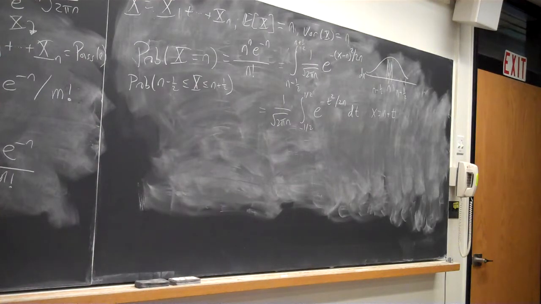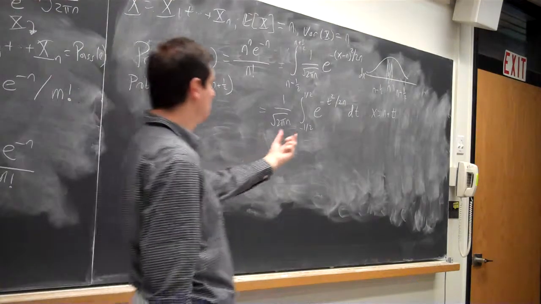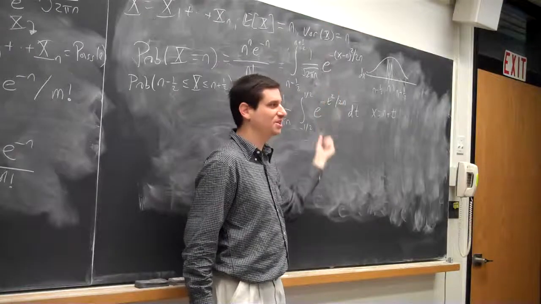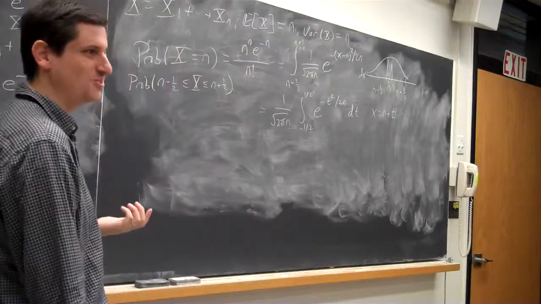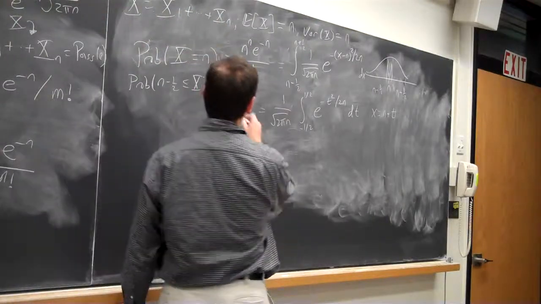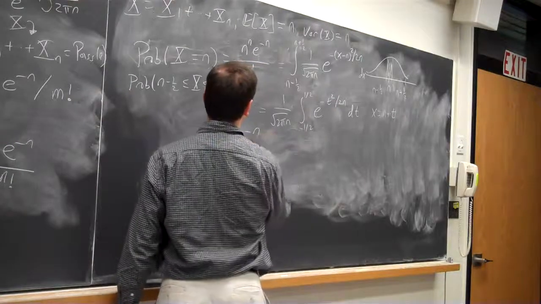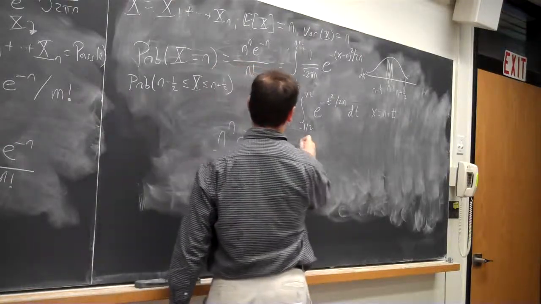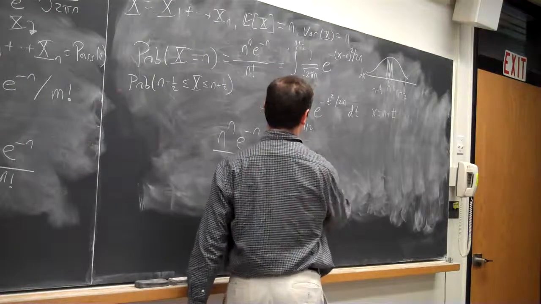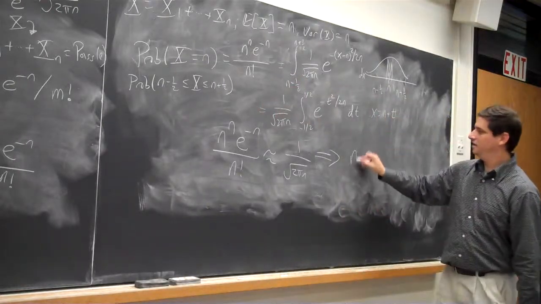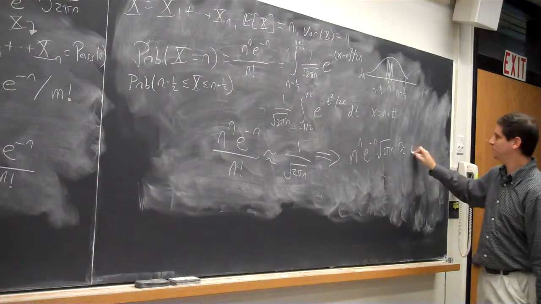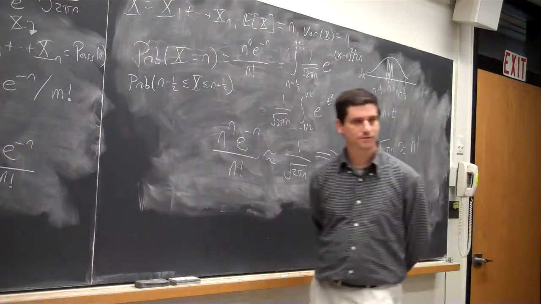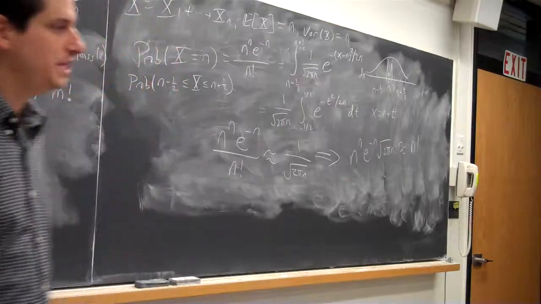So how would you approximate that integral? So I'm integrating a function which is approximately 1 from minus a half to a half. What's the length of the interval? 1. And the function is approximately 1. So the integral is 1. So we get n to the n, e to the minus n, over n factorial is approximately 1 over square root of 2 pi n. Or n to the n, e to the minus n, square root of 2 pi n is approximately n factorial. That's a really nice way to attack Stirling.